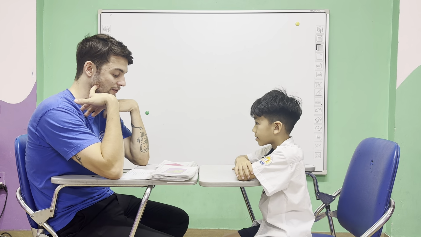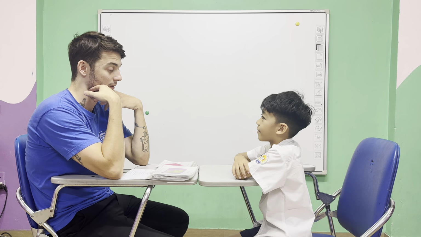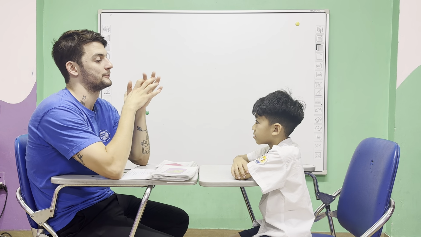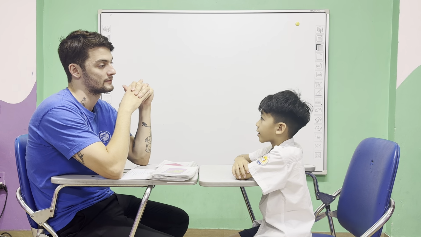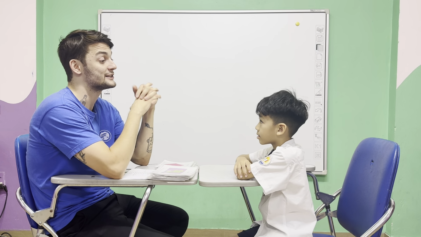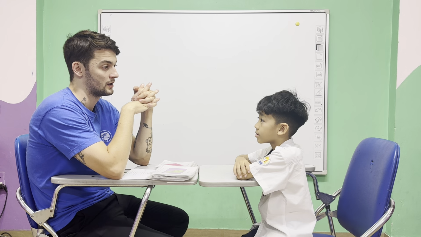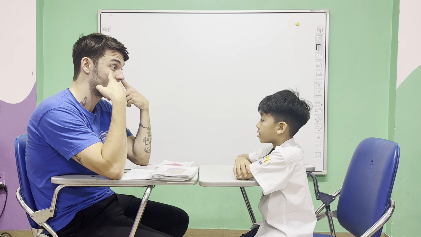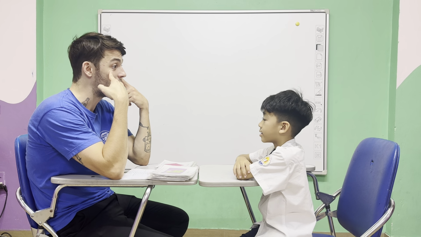Okay. Where are you from? I'm from Vietnam. What color do you like? I like red. How many eyes do you have? Two eyes. I have 2 eyes.